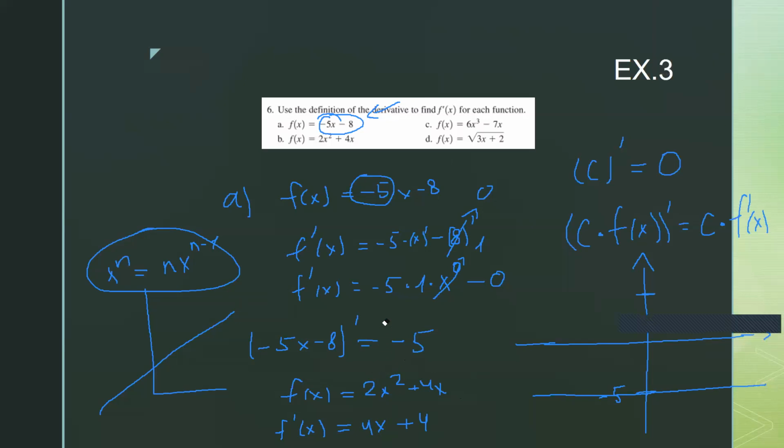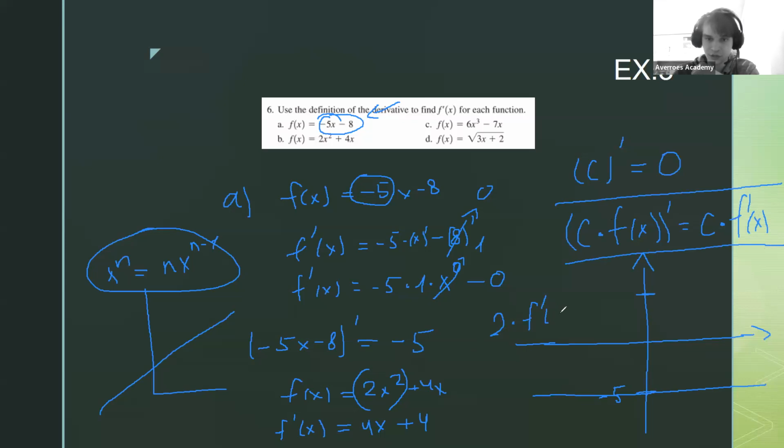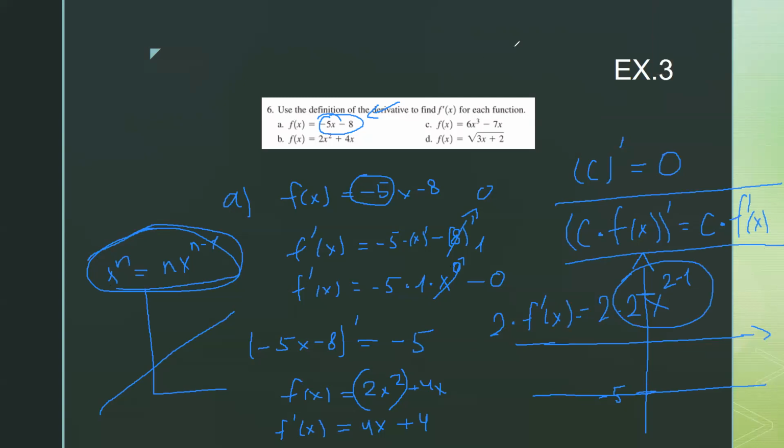Wait, sorry. How did you do it? How is it 4? Because this part is a constant times a function, right? It's this rule when you deal with derivatives. It means it's 2 times the derivative of this function, and this function is x squared. So it's going to be 2 times 2 times x to the power 2 minus 1. This comes from the power principle of derivatives. So c is the constant, in this case the coefficient multiplier. Constant means just a number without a variable in it.